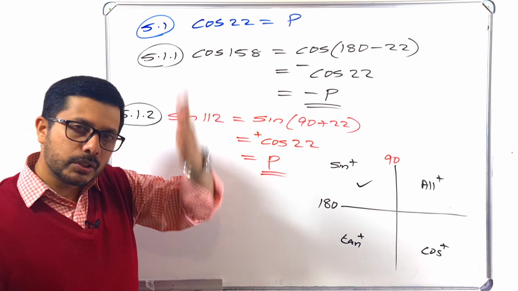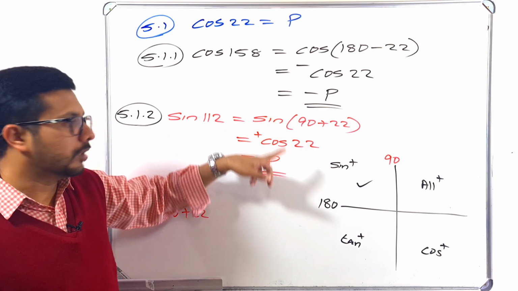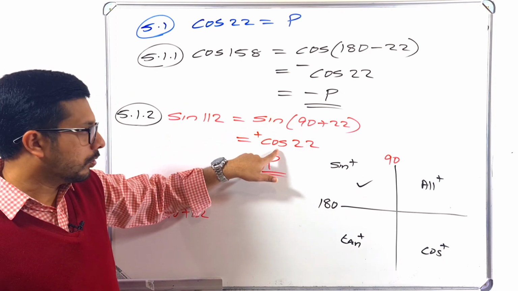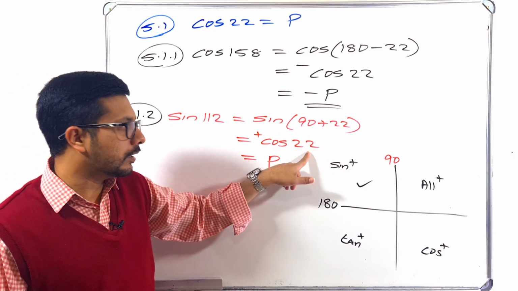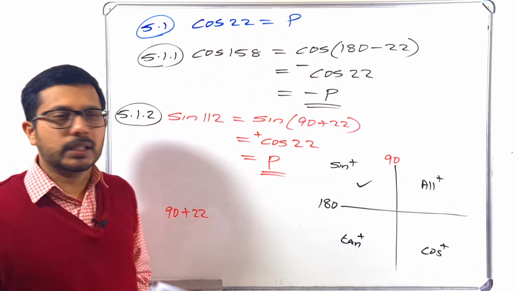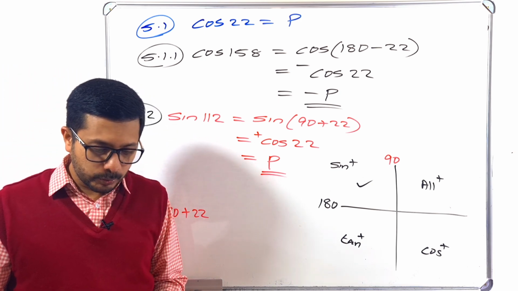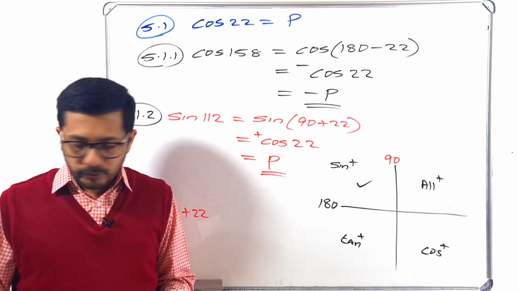But if it is based on 90 or 270, you know that you have to write the cofunction. What is the cofunction of sine? Cos. Cos of that angle. Okay, and what is cos 22? It is given that it is P. So that is 5.1.2. Now let's move to the next question, 5.1.3.